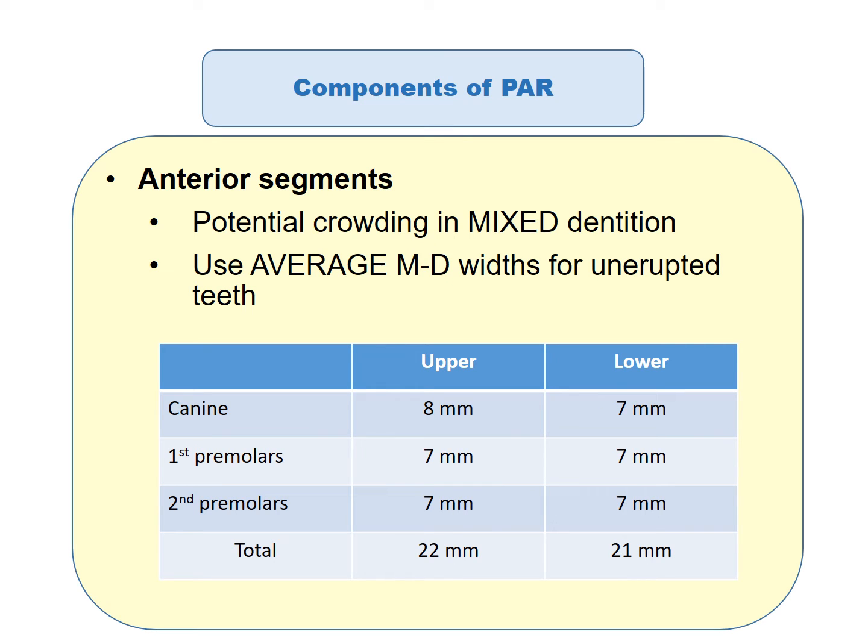Now, potential crowding in the mixed dentition is also assessed using average mesiodistal widths for unerupted teeth. The average mesiodistal widths for unerupted teeth are, except for the upper canines, which are 8 millimeters, the lower canines and all the premolars are considered to be 7 millimeters in width.